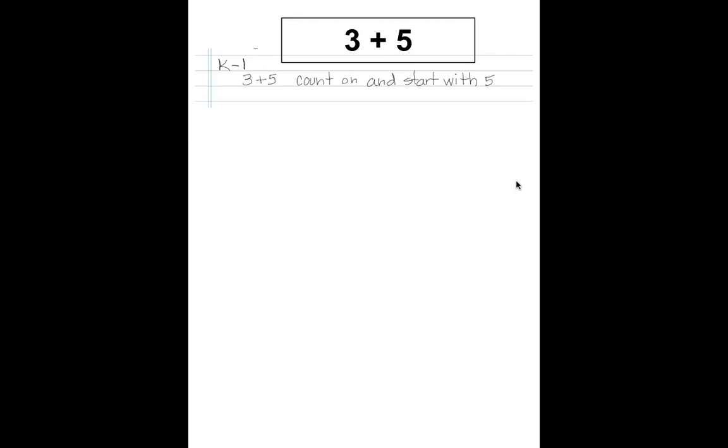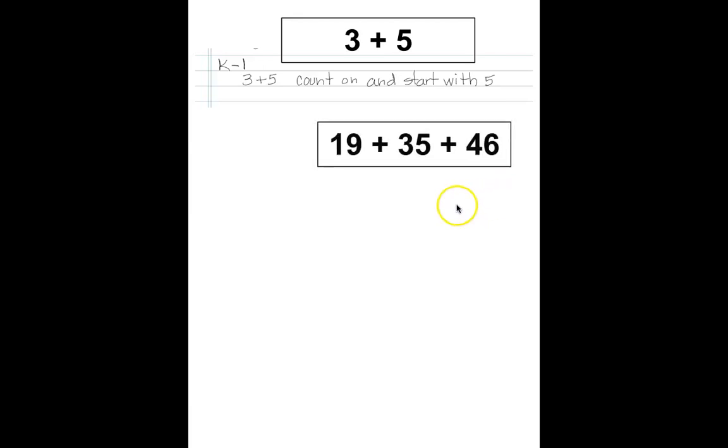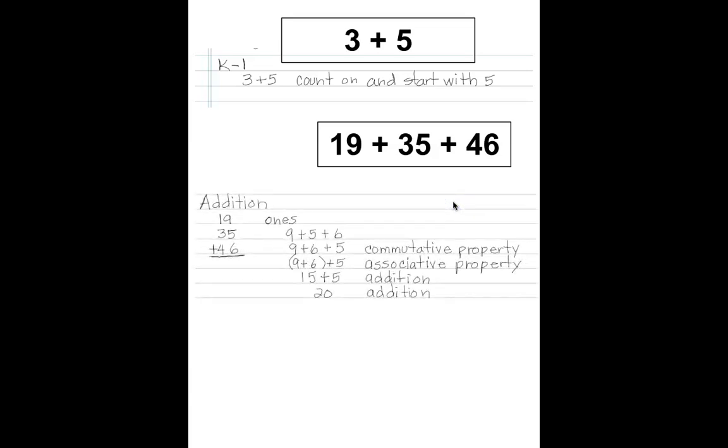As their addition strategies become more complex, they will use both the commutative and associative properties. Let's take a look at this example, 19 plus 35 plus 46. Here you can see that students first are adding the ones. They have 9, 5, and 6.